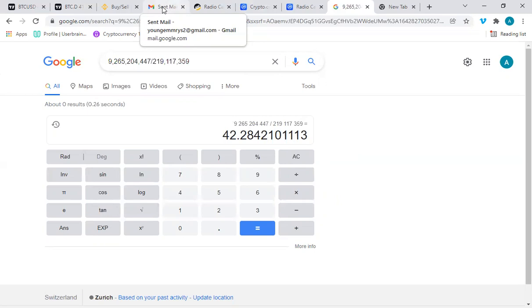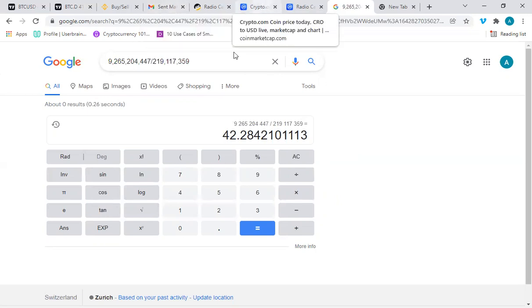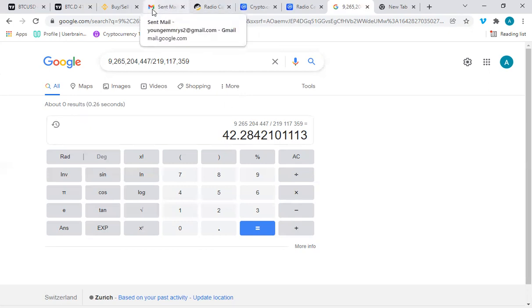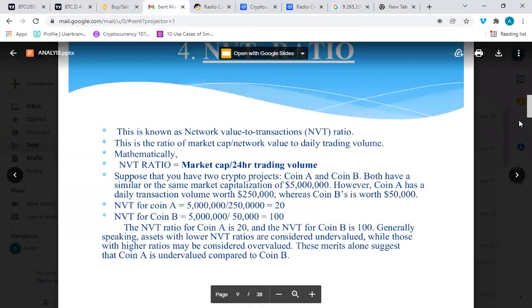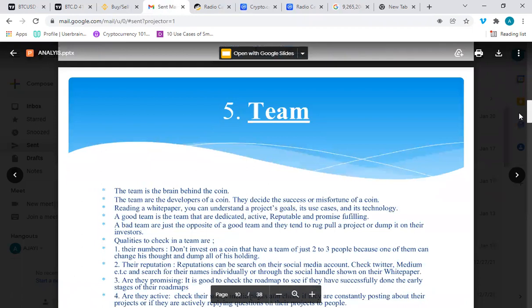Okay, let me put it this way. I'll invest more of my money in coins that have lower trading volume, and I will invest less of my money in coins that have higher trading volume like this. So the analysis is very good too. But let's continue. Number five is the team.